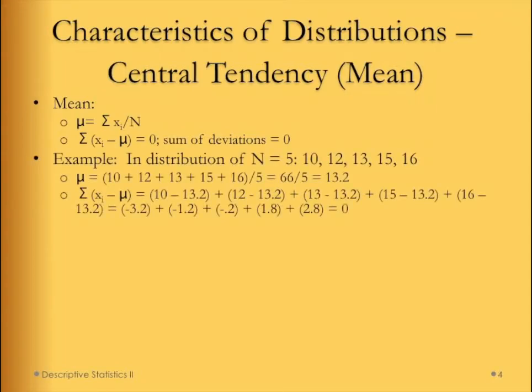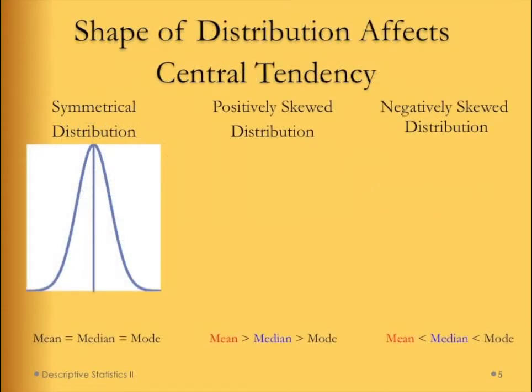Let's look at an example. Imagine a distribution of scores, say 10, 12, 13, 15, and 16. The mean would be the sum of those numbers divided by 5, or 13.2. If we then subtract the mean from each score, or compute the deviation for each score, and sum those deviations, they add to 0.